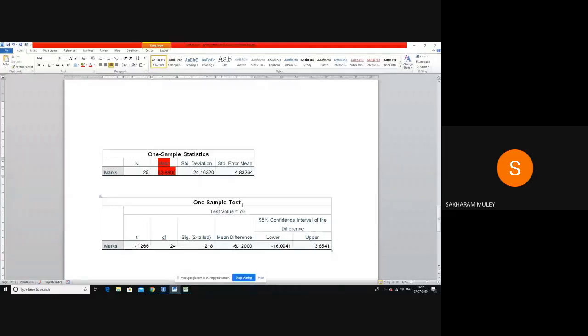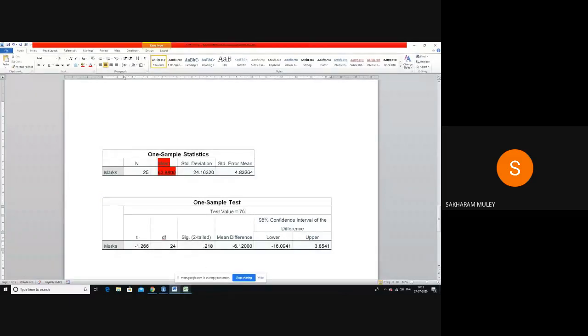And what is the result of the one sample t-test? SPSS provides the value you used for testing, which is 70. Last year the student group scored 70 marks on average, and I have compared the average marks of this particular group against the value 70. This is how we use the one sample t-test.